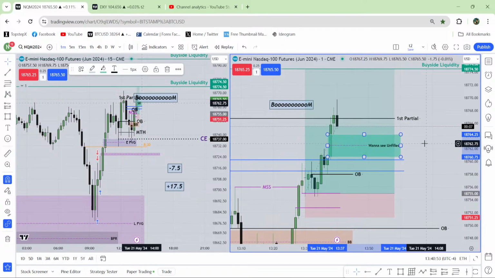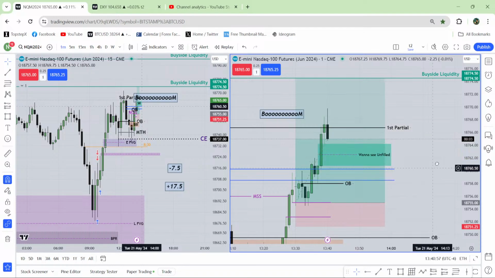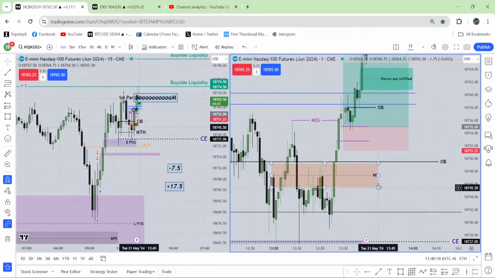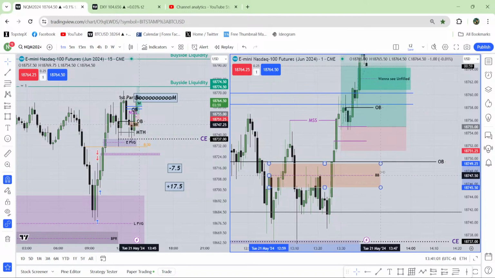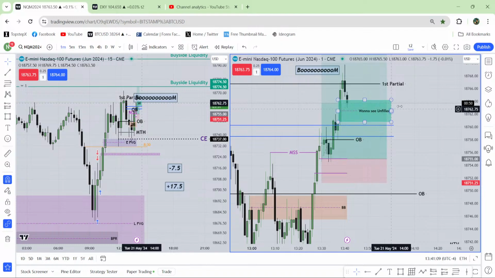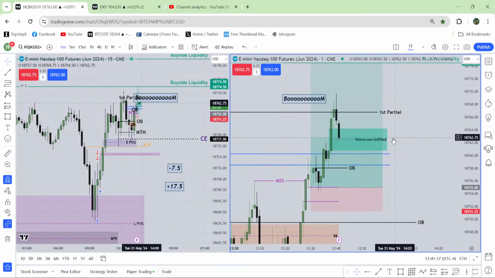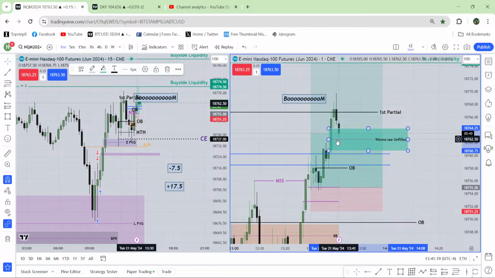This is the fair value gap which I really want to stay unfilled, but if it is filled, I will start to look for a breaker again. See this breaker, remember this breaker? If it can fill this fair value gap perfectly, then I will start to look for a breaker again. Initially I want to see that it will be unfilled.